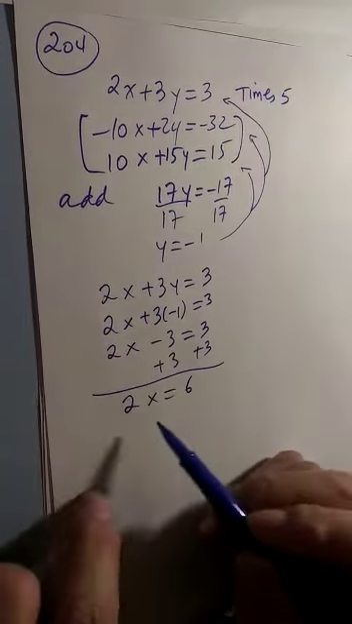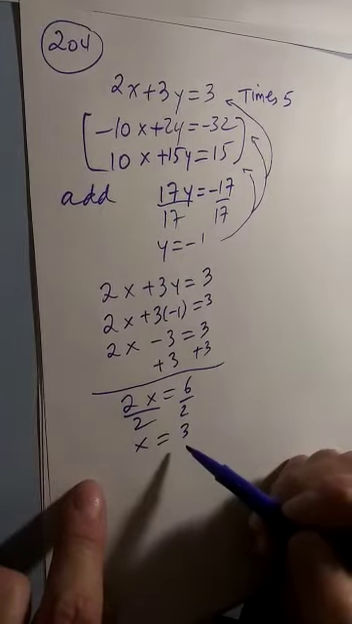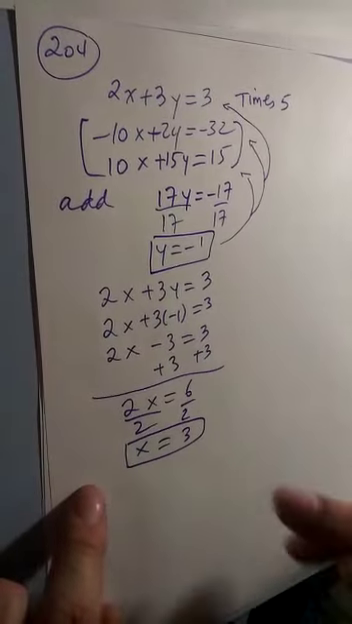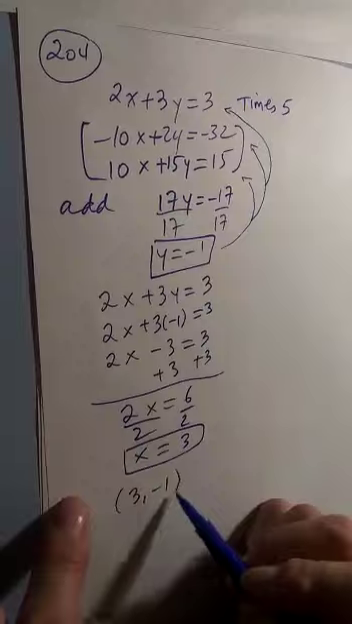2x equals 6. Now we can solve for x. Divide by 2, and that'll give you x equals 3. So x equals 3, y equals minus 1. That's the solution. And again, my students can leave the answer like this, or you can write it as 3, minus 1.